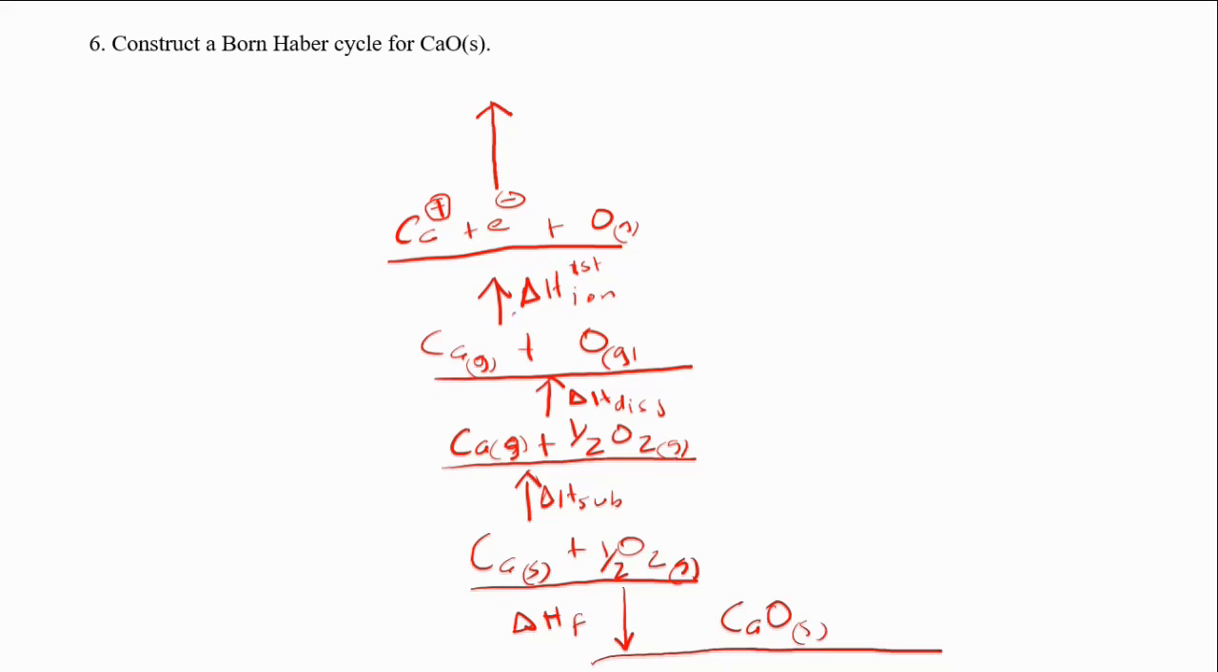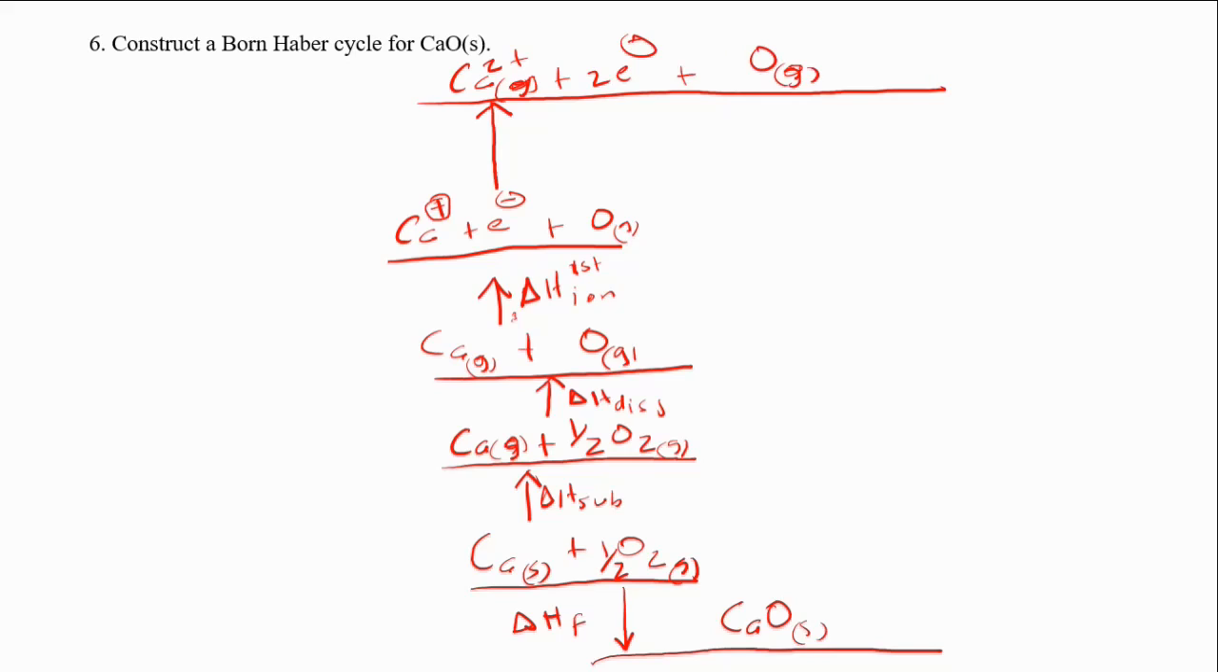You're now removing an electron from a body which is positively charged. It is going to be more difficult. Okay, and so this arrow, we tend to draw it a little bit taller. Okay, so now we have calcium 2 plus, gaseous of course, plus 2 electrons plus oxygen gas.